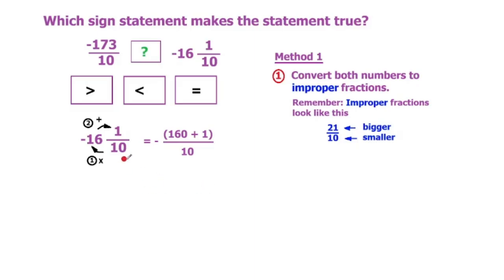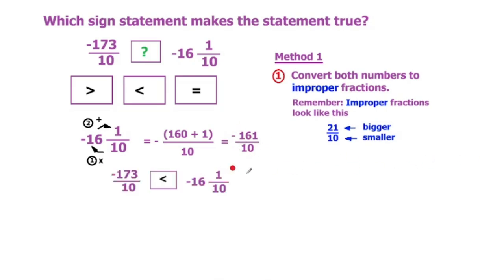So remember how to do that. You multiply, and let's not worry about the negative sign. Just put it here for now and you're done. You don't have to worry about it. So now we just multiply 16 times 10, which is 160, and then you add 1. So 160 plus 1 over 10. So that equals negative 161 over 10.